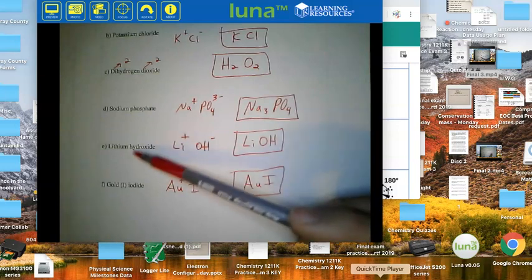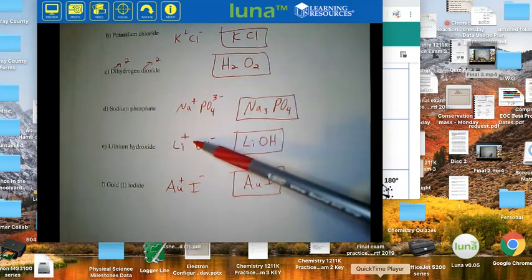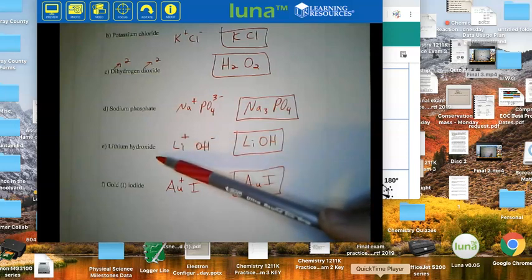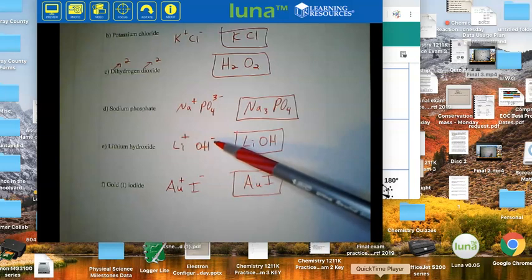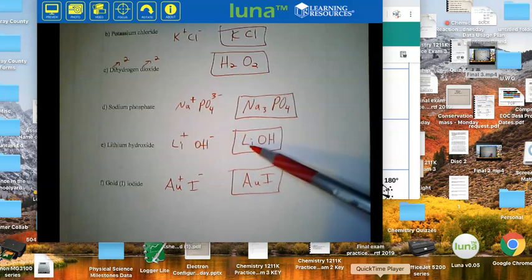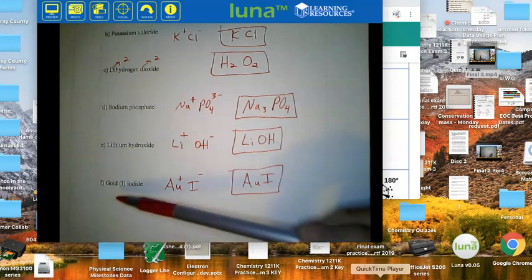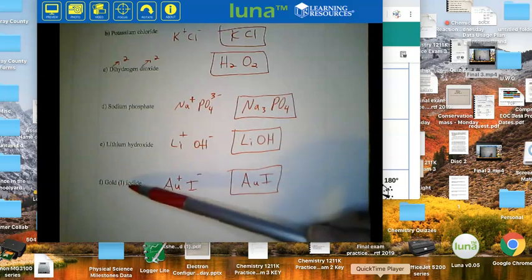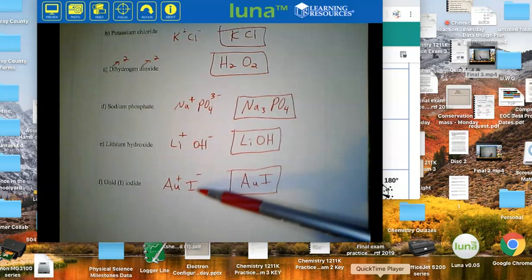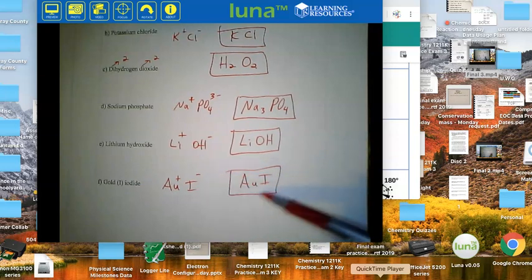Part E, lithium hydroxide. Lithium is +1 because it's group 1. Hydroxide is a polyatomic ion. Its formula is OH -1. So you need one of each, so it's just going to be LiOH. Part F, gold 1 iodide. Gold has a +1 charge as indicated by the Roman numeral. Iodide ion has a -1 charge, so it's just going to be AuI.